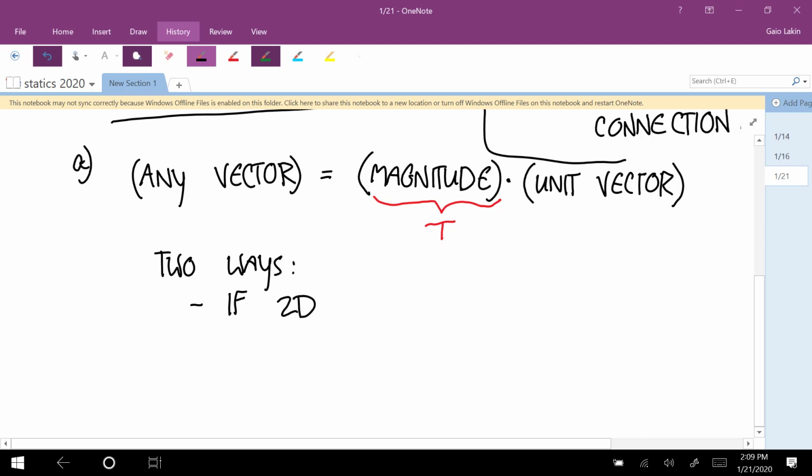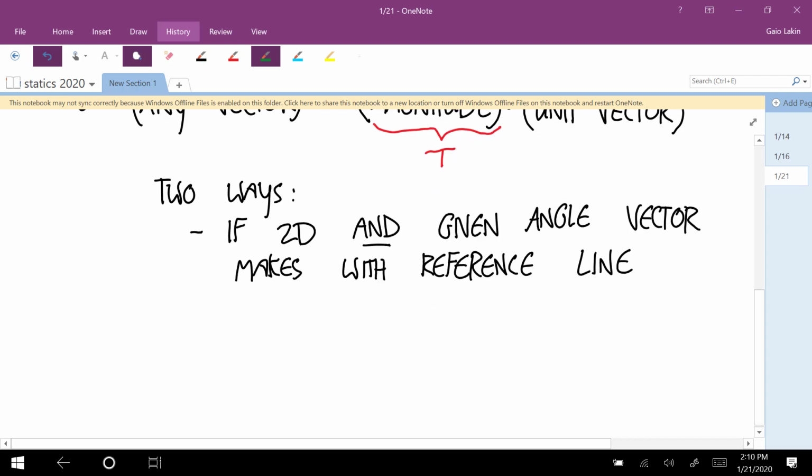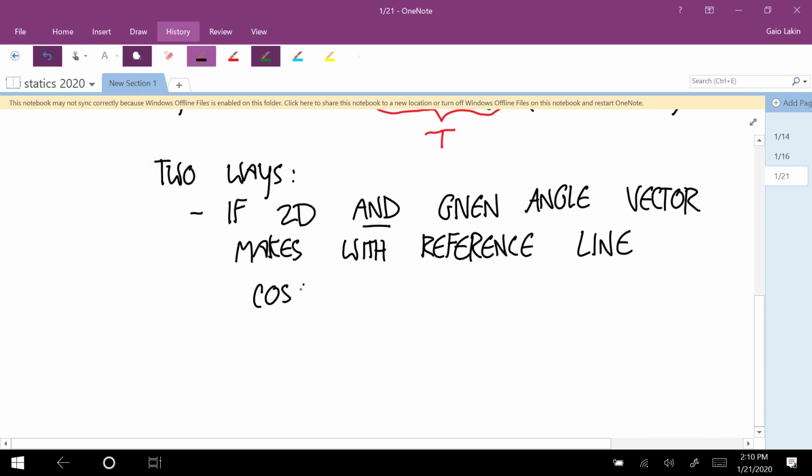if you're in 2D and given the angle the vector makes with some reference line, then the unit vector is just going to be the cosine of this angle theta, sine of this angle theta.